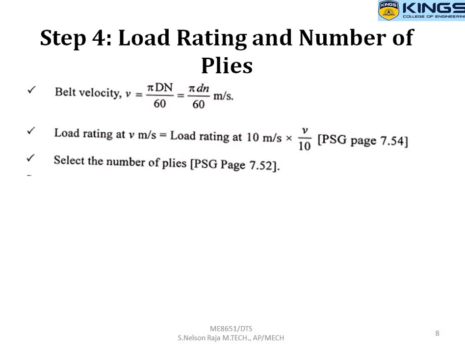Step number 4, we have to find the load rating capacity and number of plies. We know the common formula for belt velocity: V is equal to pi d n by 60, in meters per second. It's a basic formula we all know. After that we have to find the load rating. The load rating formula is available in PSG page number 7.54, and we select the number of plies according to the load rating capacity, which is available in page number 7.52.